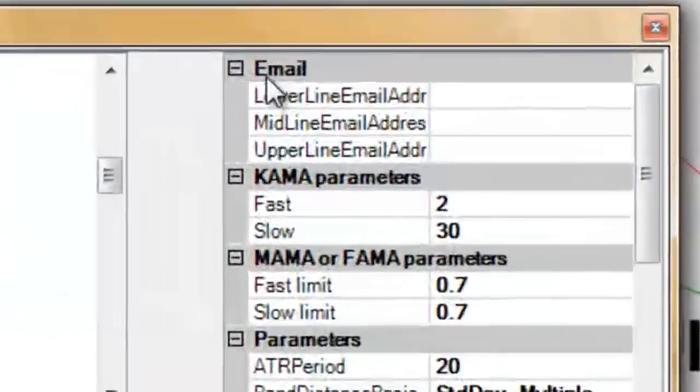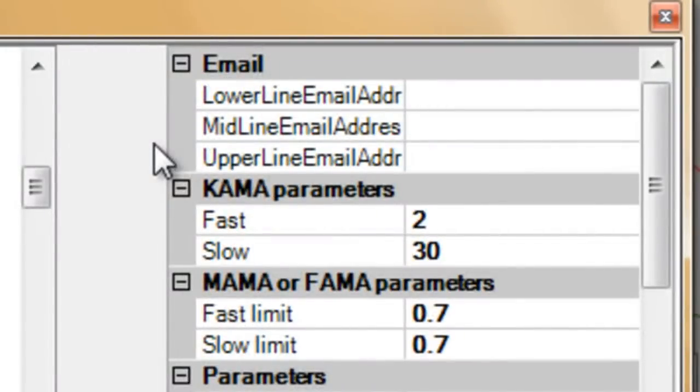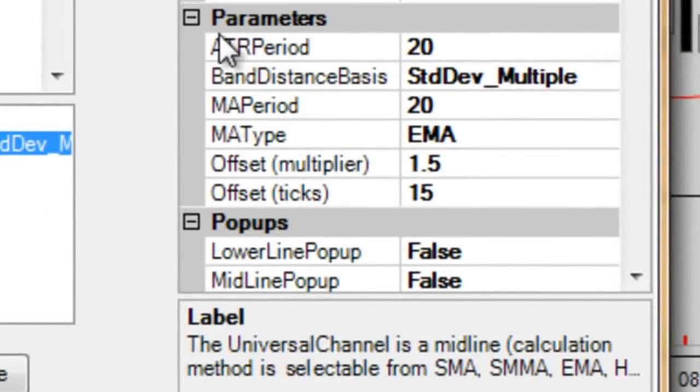So here we have the email. As I mentioned before, you can set an email alert when price touches the upper band, lower band, or the midline. We also have our Kaufman parameters here, if you happen to use that moving average. We have a couple of other parameters here. So let's take a look at this parameters box right here.